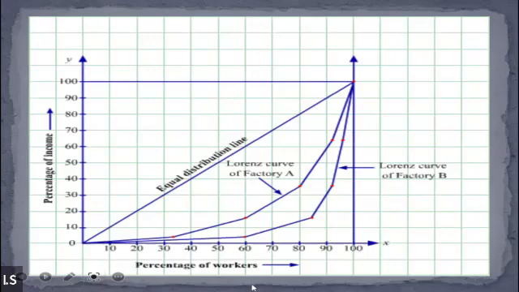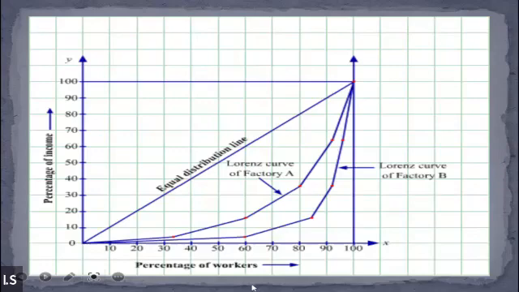So you can see that we need to prepare two Lorenz curves here. We have prepared two Lorenz curves, Lorenz curve A and Lorenz curve B, and you can clearly see that the Lorenz curve of factory B is farther from the line of equal distribution. That means there is a high degree of dispersion in the income of the workers working in factory B, and workers working in factory A have a low degree of variation, right?